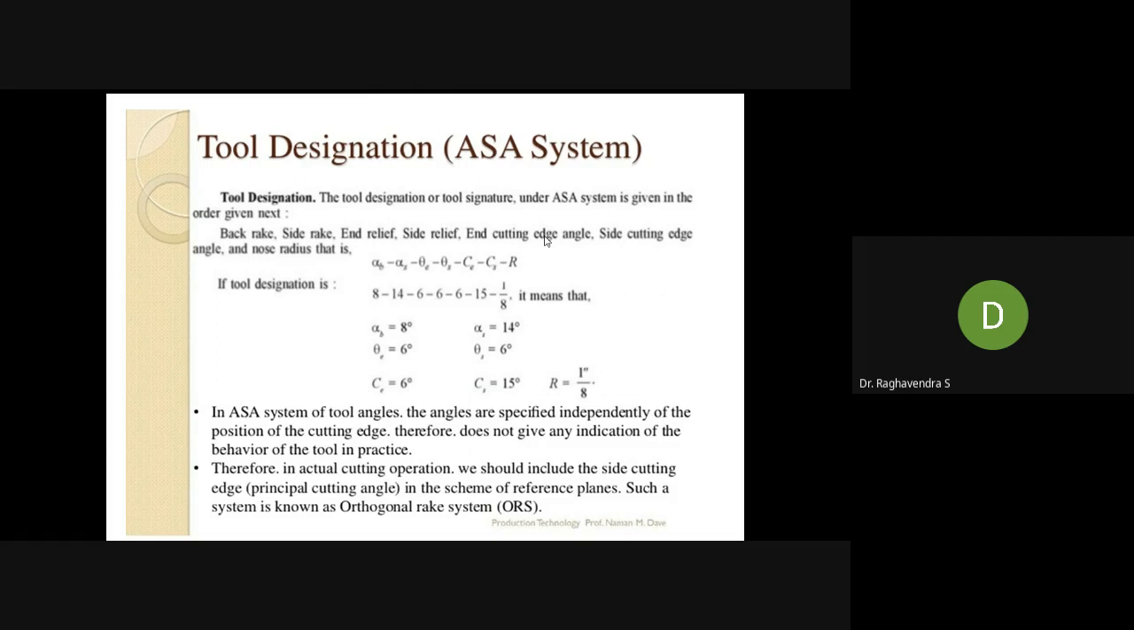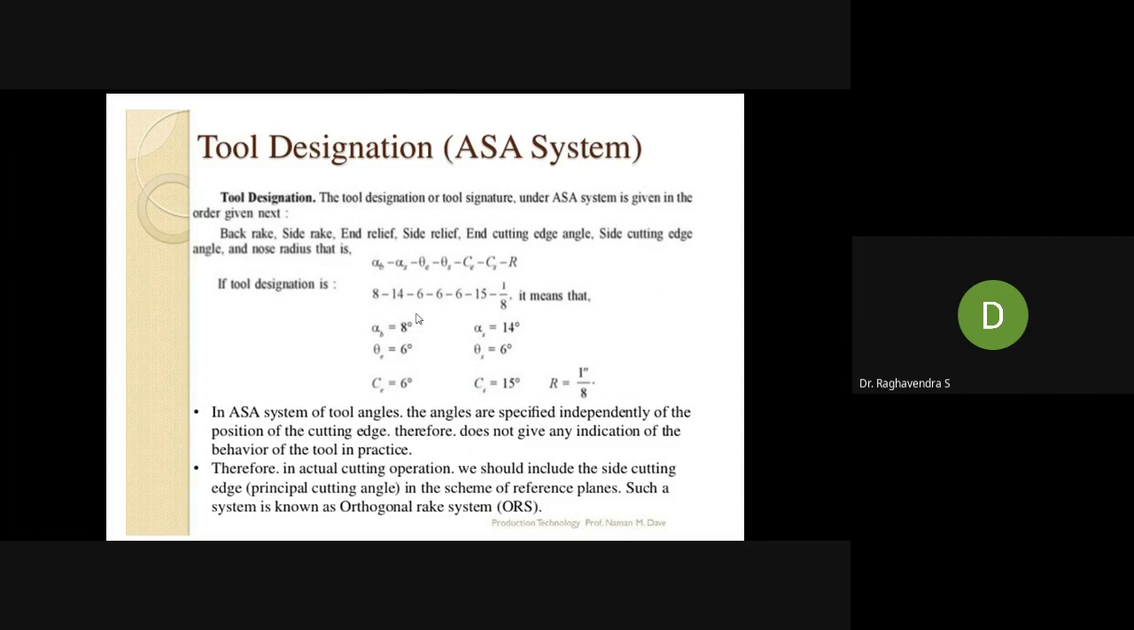You cannot just ask in the shop for a single point cutting tool; it has some signature, some designation on it. So what is that? Back rake, side rake, side relief, end cutting edge angle, side cutting edge angle, nose radius, something like that. All these are mentioned. Something like a number will be printed on the tool.